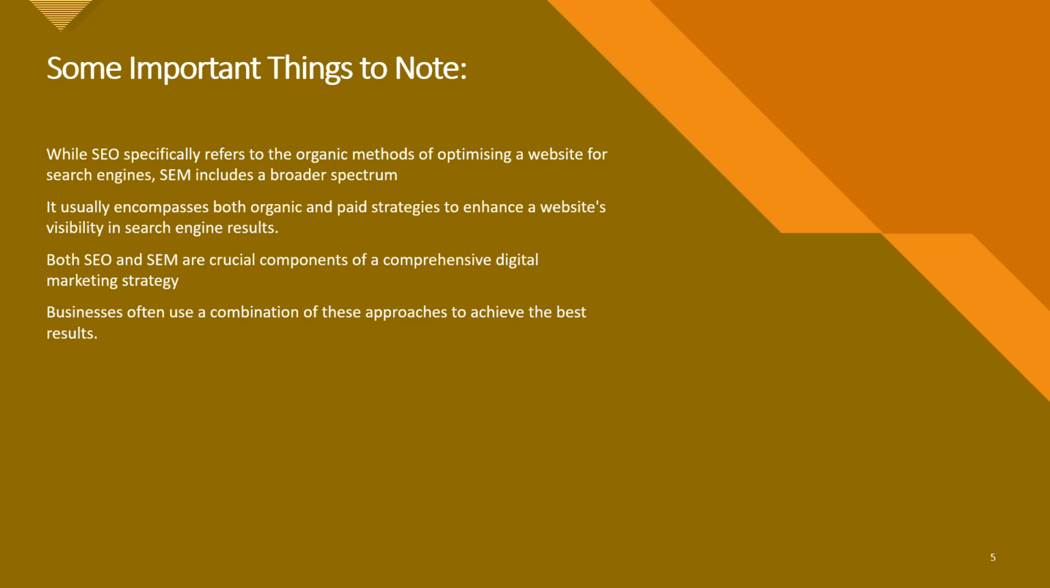Some important things to note. While SEO specifically refers to organic methods of optimizing a website for search engines, SEM encompasses a much broader spectrum. It usually encompasses both paid strategies and organic strategies to enhance a website's visibility over time. Right? Both SEO and SEM are crucial components for a comprehensive digital marketing strategy, and businesses often use a combination of these approaches to achieve the best results in the long term.